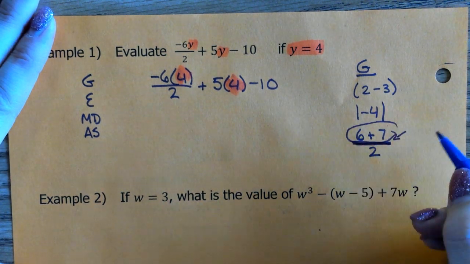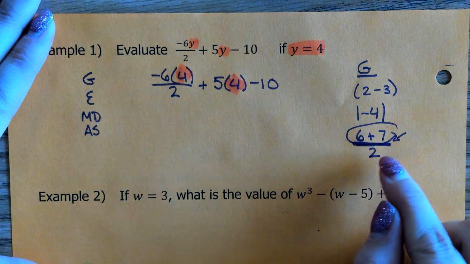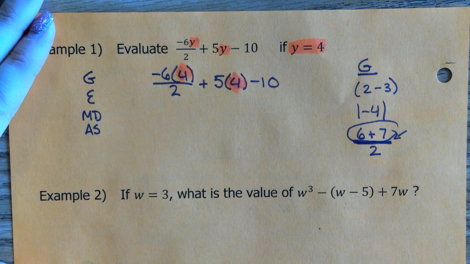So this big fraction bar, that means divide. You have to do what's on top of the fraction bar before I can divide. That makes that a group. So that's what you're also going to see as a group.